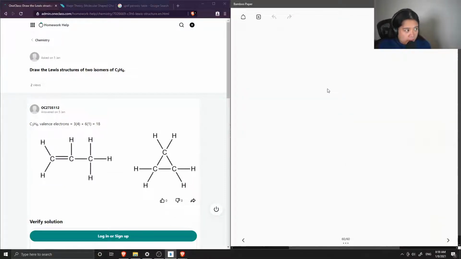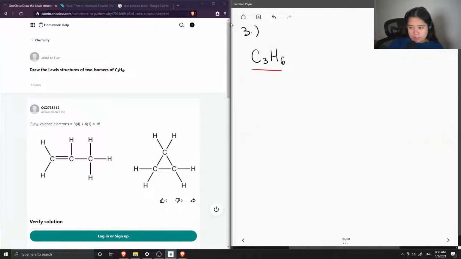Okay, so question number 3 is to draw the Lewis structures of 2 isomers of C3H6. Okay. So usually when you're just given a formula and you need to write a structure, I always like to find out what the structure would look like if it was all just single bonds going across and then just adding the hydrogens.